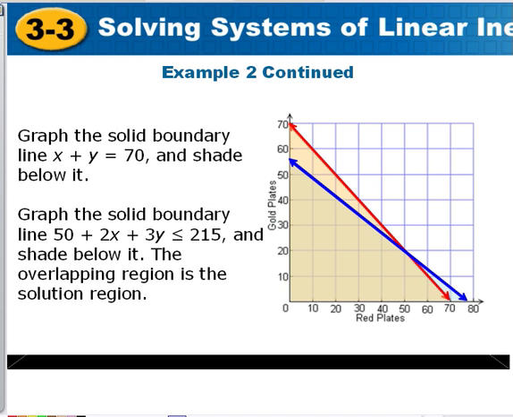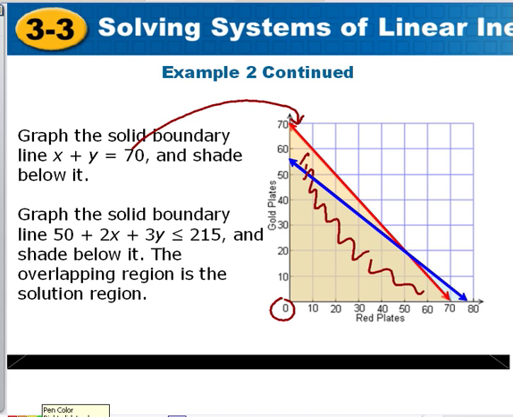And as I said, we're not worrying about any of the other quadrants, so we've only got a quadrant 1 graph. Here's our origin. We graph the line x plus y equals 70. That's this red line. And we have to have less than or equal to 70, so we're going to shade underneath that line. And then we're going to graph 50 plus 2x plus 3y is less than or equal to 215. How would you do that?